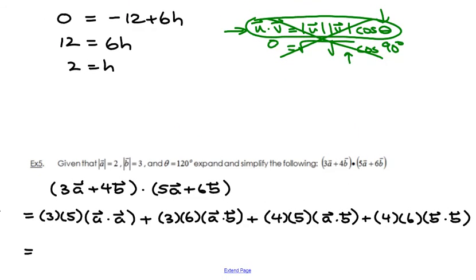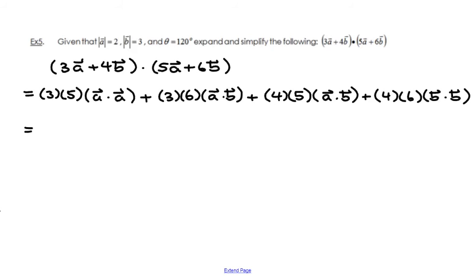Okay, so last but not least, I've started it off. They've given us the magnitude of A vector, the magnitude of B vector, and also the angle in between. They want you to expand and simplify this expression. Okay, so they've dotted these 2 brackets together. And so what I'm going to do is take this term and multiply this term.